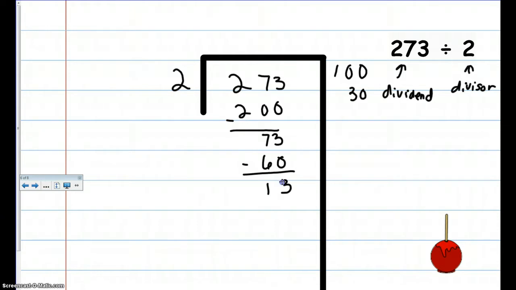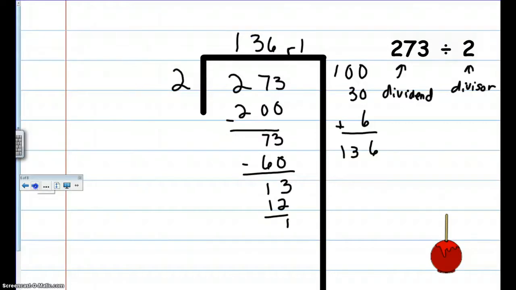How many times does 2 go into 13? Well, I know 2 times 6 is 12. And I know that 13 minus 12 is 1. 1 is smaller than my divisor, so I am done and I have permission to add. And my answer is 136 with a remainder of 1. If I did 136 times 2, that gives me 272 plus 1, 273. So I know I'm correct.